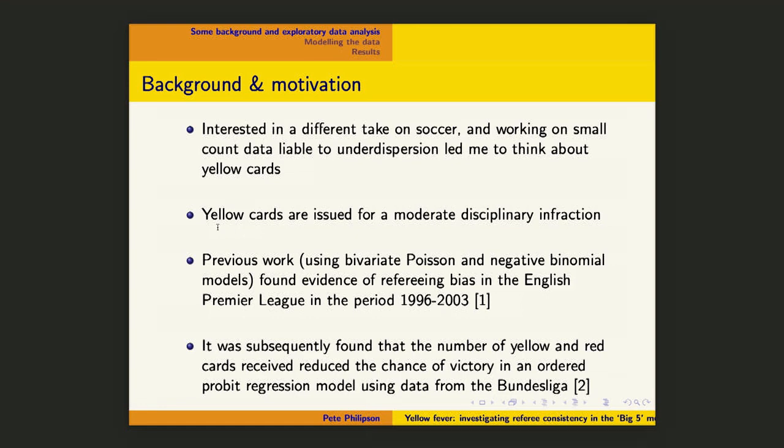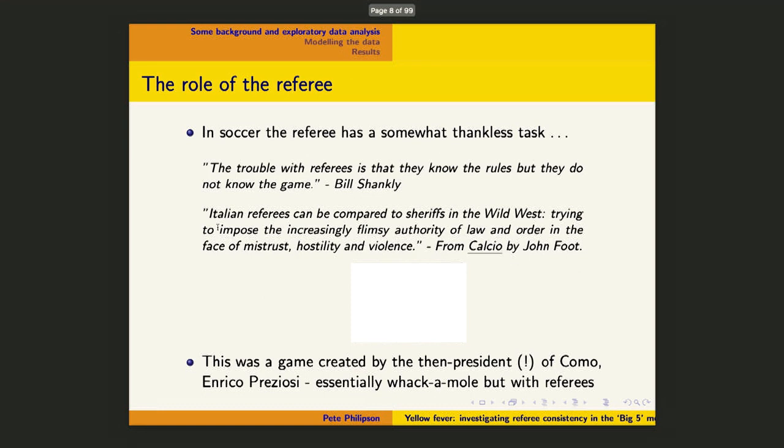And the first of these papers found some evidence of refereeing bias in the English Premier League around 20 years ago. And in the second paper, they found that accruing more yellow cards diminishes your chance of victory. Which kind of makes sense again, especially if those yellow cards lead to a red card.